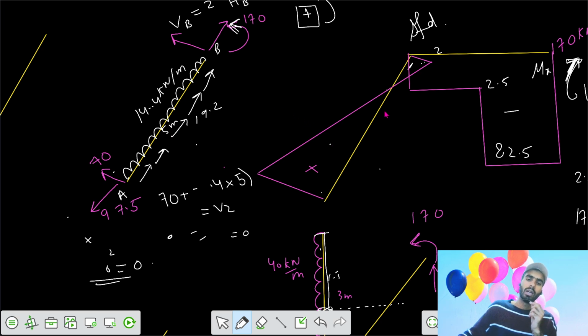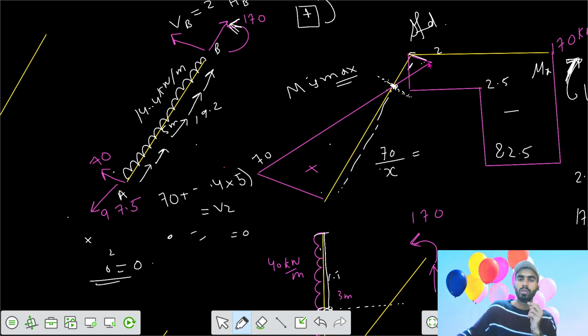We can calculate the moment here. We want to check what is the value of shear force here. At that point the bending moment would be maximum. Bending moment is maximum here, so we can calculate the value at that point. We can say the shear force here was 70. So 70 is varying in your length, say this is your length x, and your shear force downwards too.